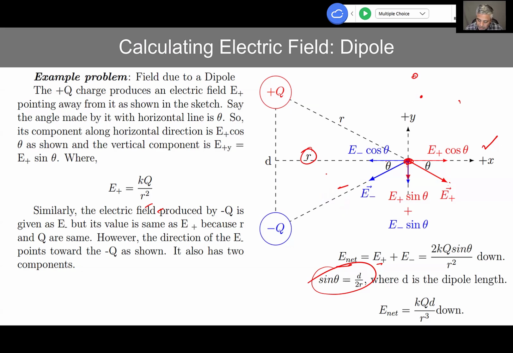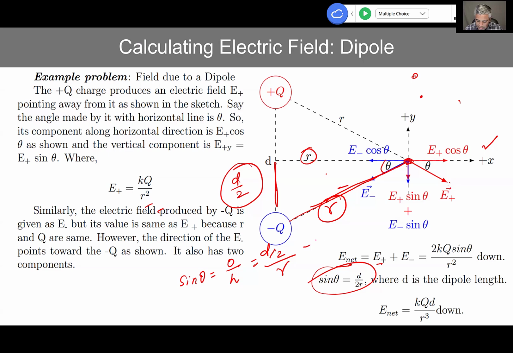So now what happens here? What is sine theta? Opposite over hypotenuse, right? In this case, the opposite is d over 2, and the hypotenuse is r, so that gives you d over 2r. That's why we can replace this sine theta by that.